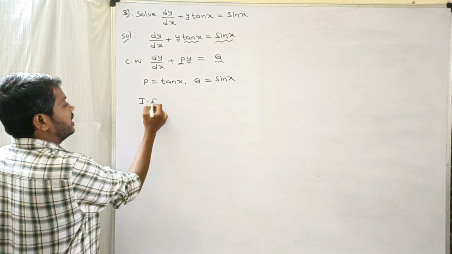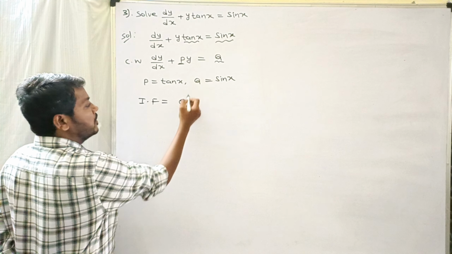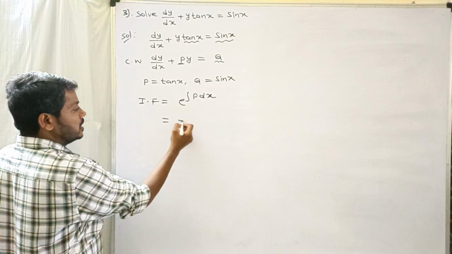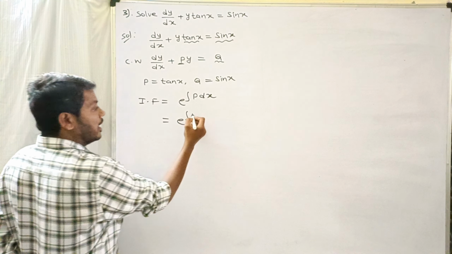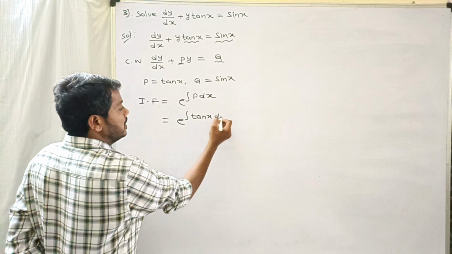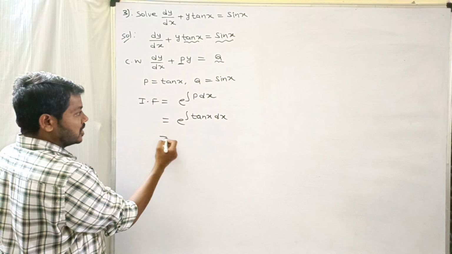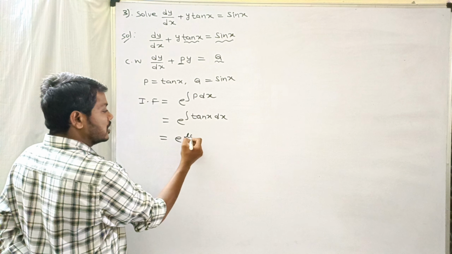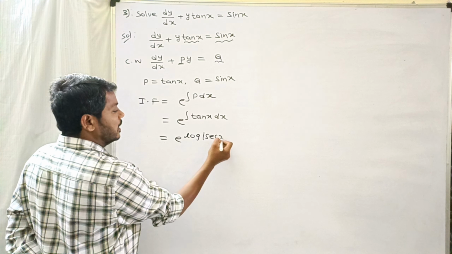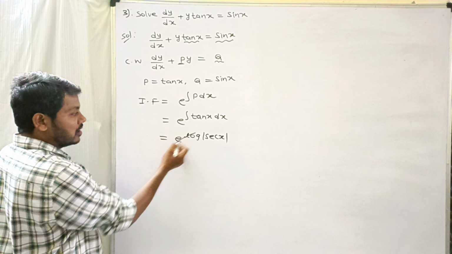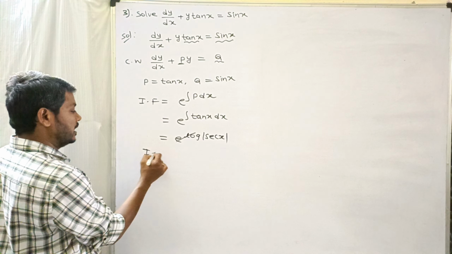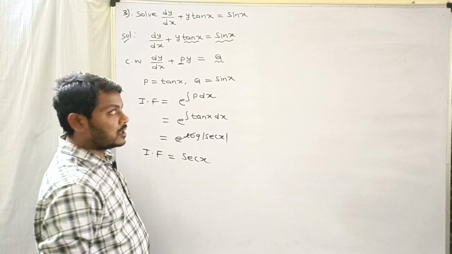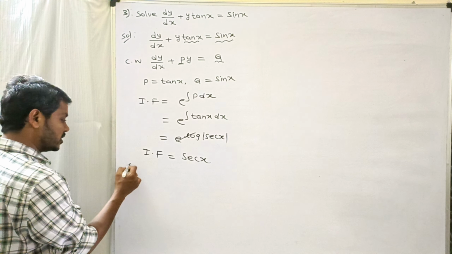So here we know that the integrating factor is equal to e power integral p dx, which is e power integral, what is p? tan x dx. We know that integral of tan x is log mod secant x. So e and log get cancelled, therefore the integrating factor is equal to what? Secant x. Now what is the general solution?